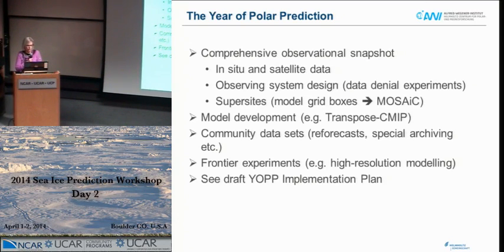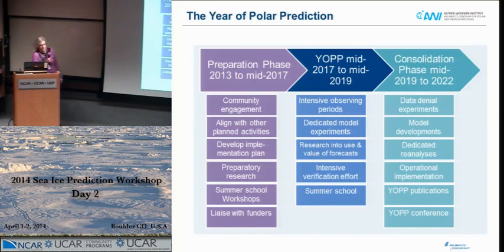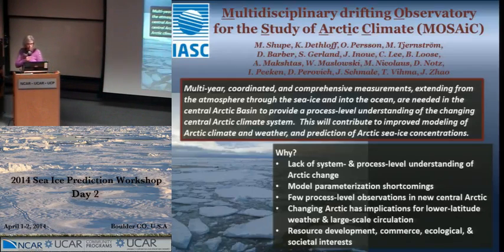But since there has been so much talking about the Year of Polar Prediction, we are now in the pre-phase, and it's planned to be between 2017 and 2019. And then there is a consolidation phase afterwards. One thing that I think would be helping is the plans for having a new SHEBA-type experiment, MOSAiC, where there are lots of people. And I got these slides from Matt Shupe, who is leading this effort.